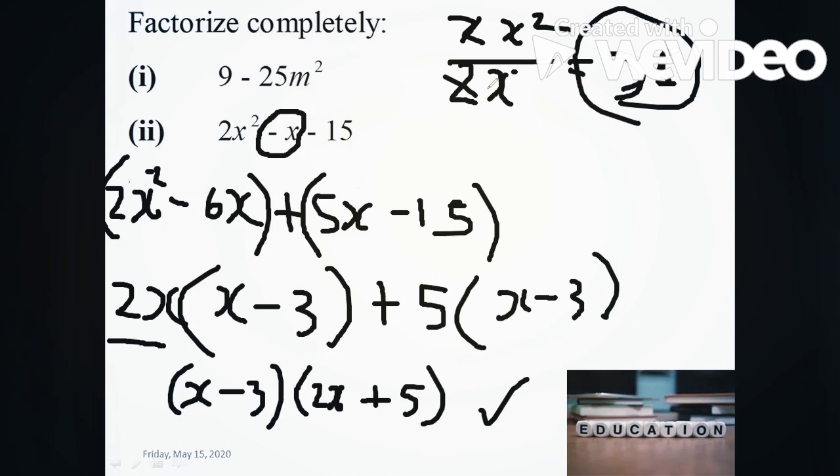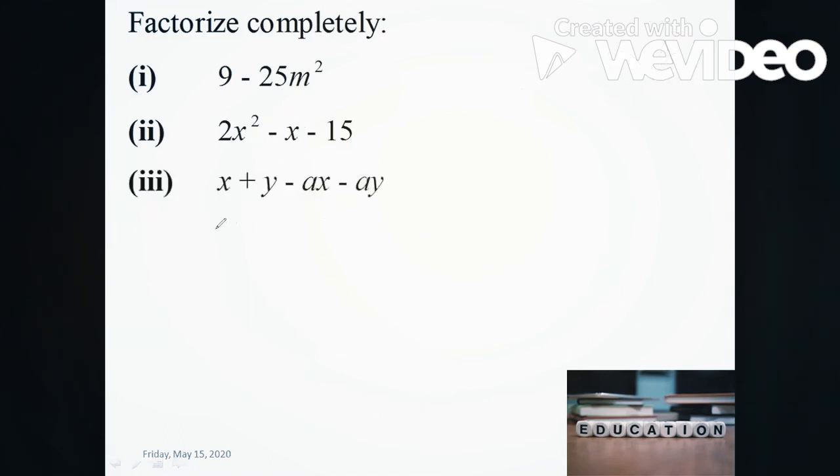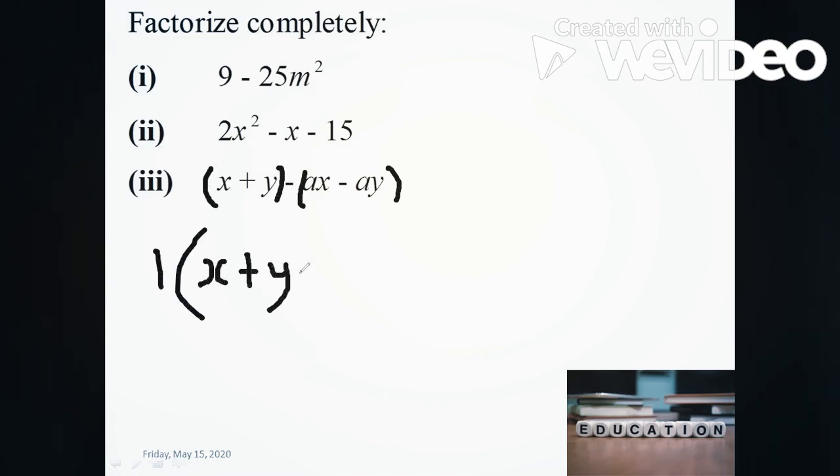All right, let's look at the last question here. Clearly it's similar to what we did a while ago, when you have 4 terms and you're factorizing. So we're going to factorize by grouping. We're going to bracket each term. Now we have x and y. What's a common factor here? 1. And we write out the x and y because 1 into x will give you x, 1 into y will give us y. Subtract, common factor there is a, and a into ax, the a will cancel out the x.